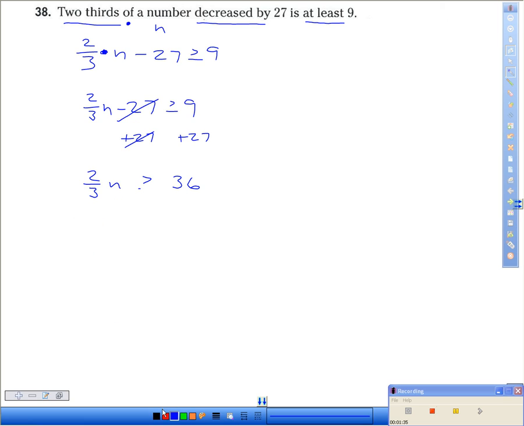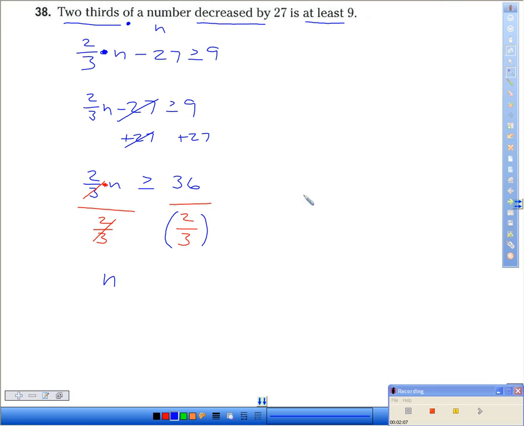Since n has been multiplied by 2/3, our final step in solving this inequality is to divide the left by 2/3 and divide the right by 2/3. 2/3 divided by itself gives us 1, so just n on the left-hand side of the inequality. On the right-hand side, if we divide 36 by 2/3, be sure that you put parentheses around any type of fraction that you're going to enter into the calculator.